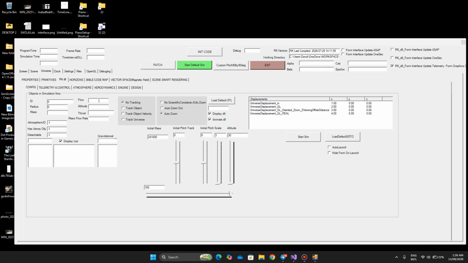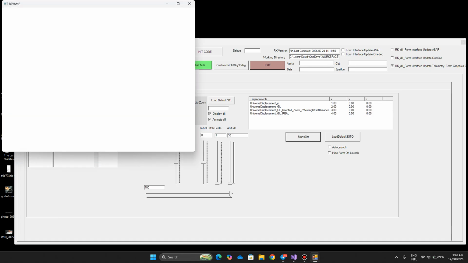Welcome to the 250 metric tons rotation experiment. I am changing our maximum takeoff, our rotation weight rather, to 250,000 kilograms. Running simulation now.